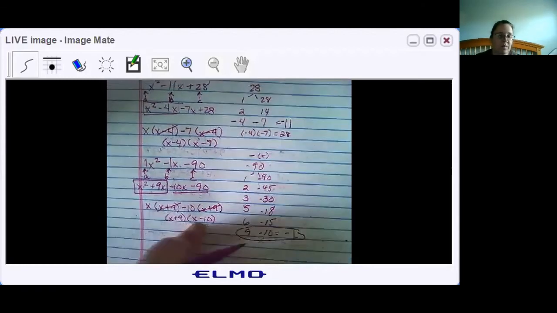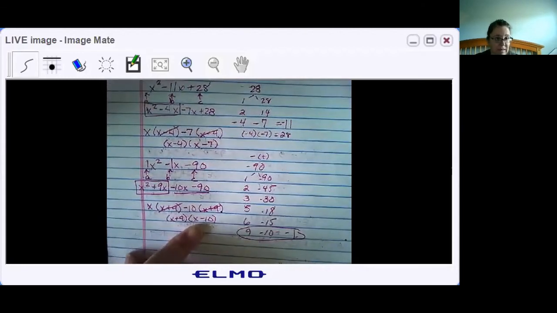Now, just because it looks hard doesn't mean it is. It just means you have to take your time and do your steps piece by piece.